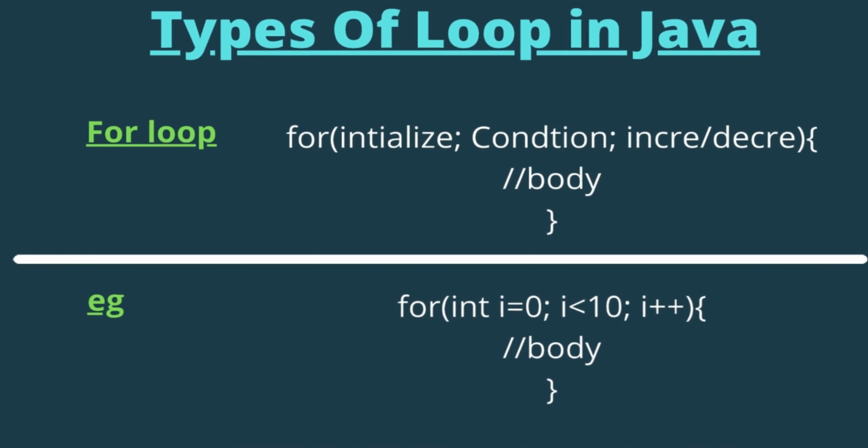Let's see it in an example. Here I have initialized the integer variable i with 0 and I want to repeat the task till i is less than 10, and every time the loop executes I increase i by 1, and this will perform my task 10 times.